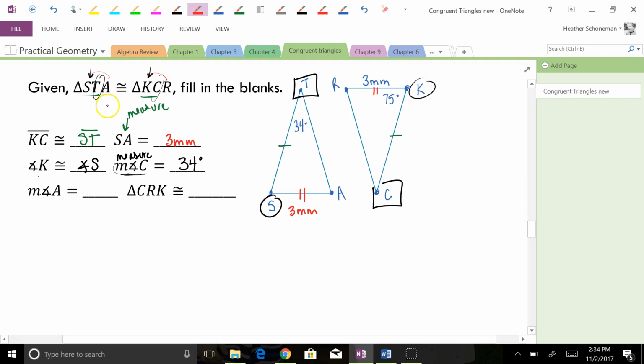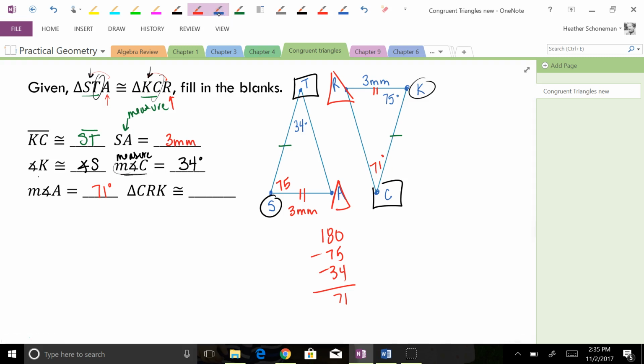Okay, now it wants us to find angle A. We can do this. A is last, so A matches with R. Oh dear, we didn't get that. We can figure this out because we know that K and S are the same, right? So this is 75 and that top T is 34. Well, now we can find A. So by using the facts that we have, I'm going to do 180 minus 75 minus 34. That gives us 71. So this angle is 71.